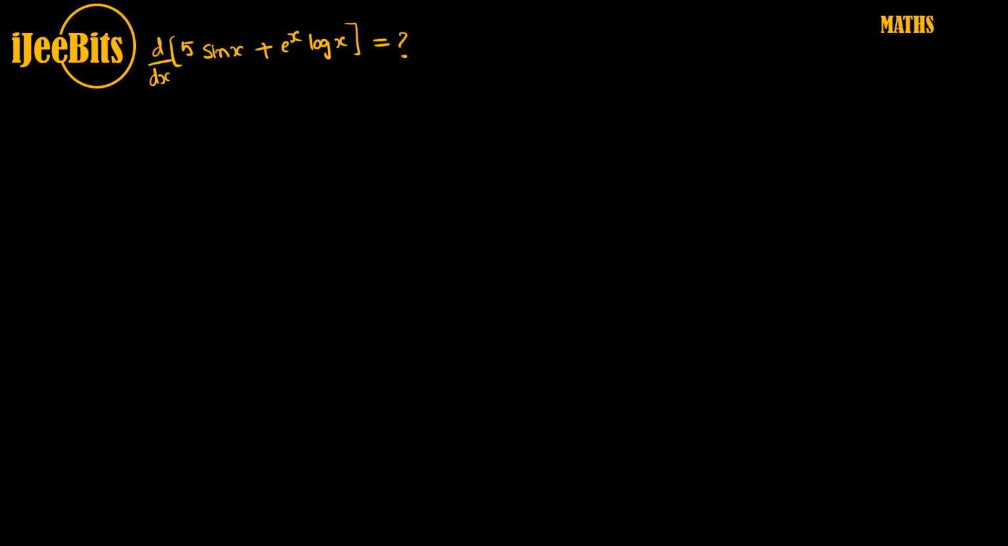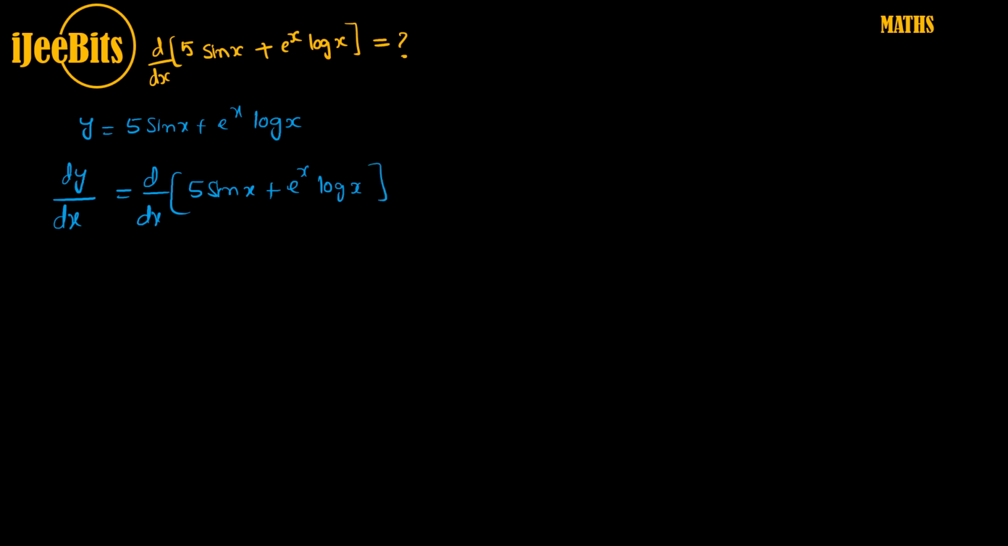Let's solve this problem. d/dx of 5 sin x plus e power x log x, right? So y is given as 5 sin x plus e power x log x. You have to remember dy by dx, y as a function of x. So dy by dx, with respect to x, we are differentiating y. I don't need to write the next problems, but I'm just giving a quick glimpse.